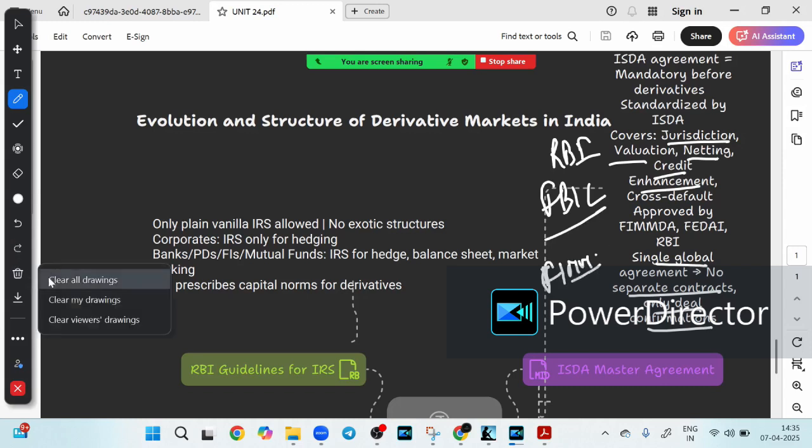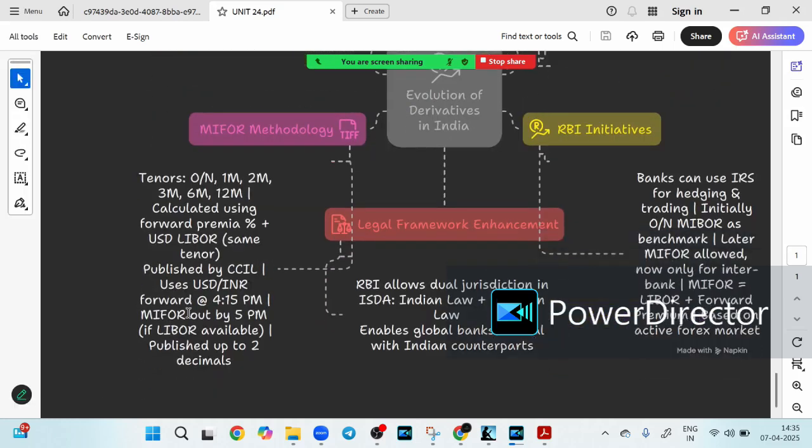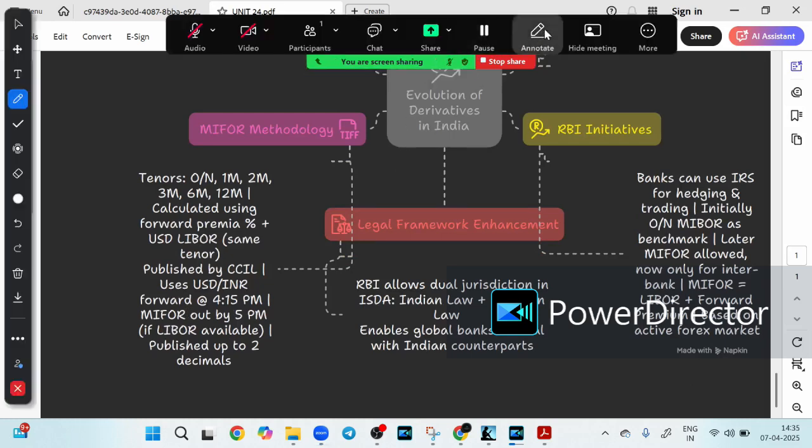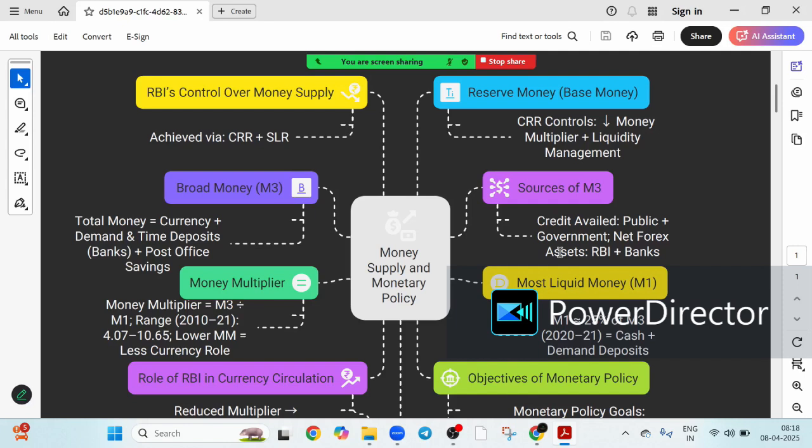Just look at the legal framework on the right hand side. So friends, at the bottom you can see that RBI introduced a major boost. What did RBI introduce? Dual jurisdiction under ISDA. Right now, derivatives can operate under both Indian law as well as common law. That is what RBI has introduced, a legal framework enhancement. So this move empowers global banks.